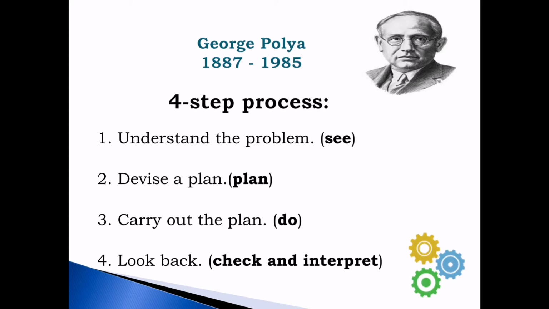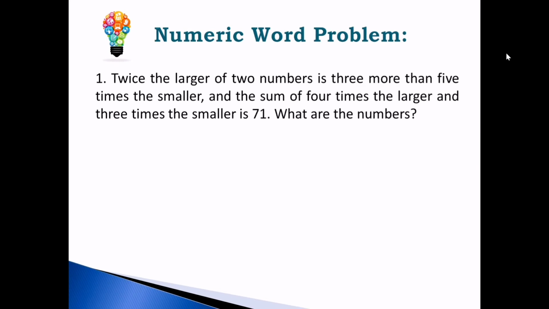Right now, I have prepared a lot of examples for us to apply George Polya's concept in problem solving. So shall we consider this first problem? This is about a numeric word problem. Let us read together. Twice the larger of two numbers is 3 more than 5 times the smaller, and the sum of 4 times the larger and 3 times the smaller is 71.